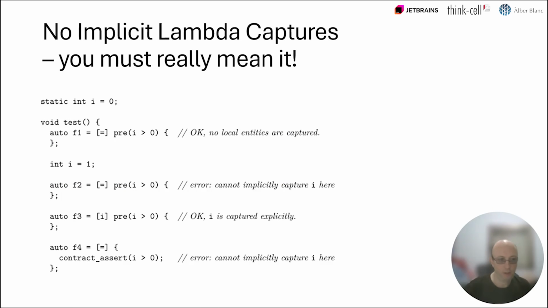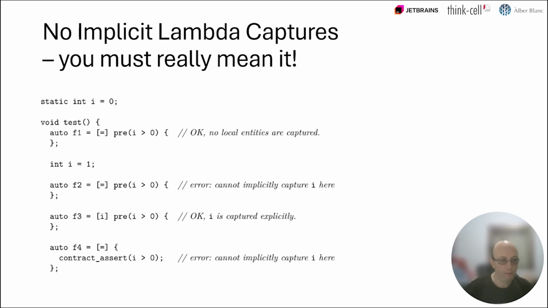We can see this in action here. We have two cases which are ill-formed, F2 and F4. F2 is a precondition, F4 is a postcondition. In both cases, we have an implicit capture by value, and we are referring to I from a contract assertion, and there is no other use of I in that lambda, meaning that it would lead to I being captured only because of our contract, which makes this ill-formed.